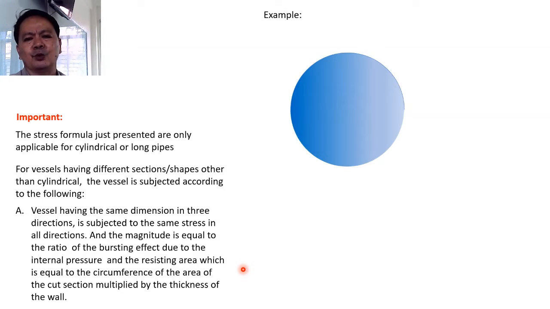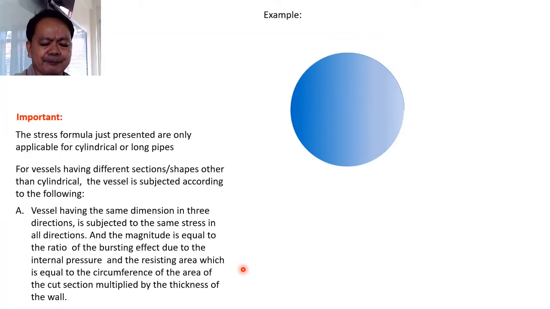So if we have those kind of vessel where the dimensions are the same, then we shall be getting only one magnitude of the vessel in the three directions. And the magnitude is equal to the ratio of the resisting force, the bursting force, divided by the resisting area.